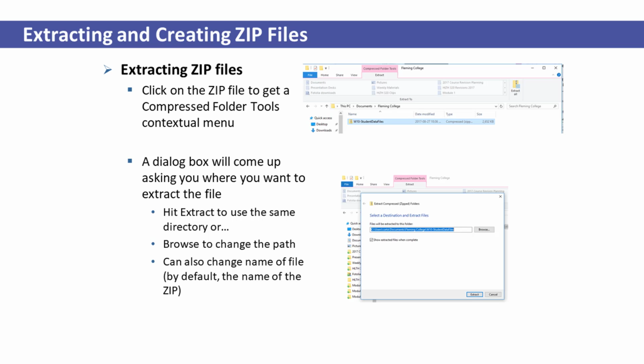A dialog box will come up asking where you want to extract the file. You can just hit extract and it will put it in the same directory, and it will put it in a file folder that's named the same as the zip file, but without the .zip extension. You can also here browse to change the path if you want to save it somewhere else. Or you can also change the name of the file if you want. So if you didn't want to have the file folder be named the same as the zip file, you can change it at this point.